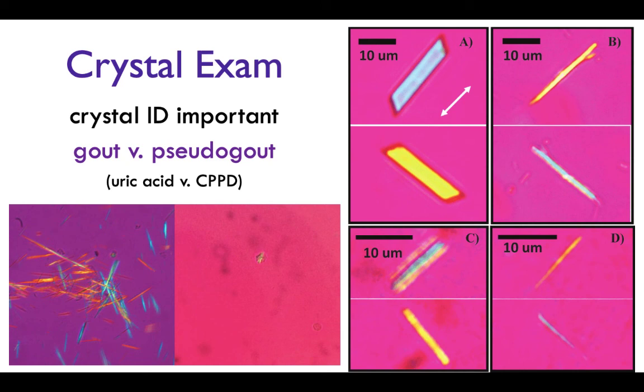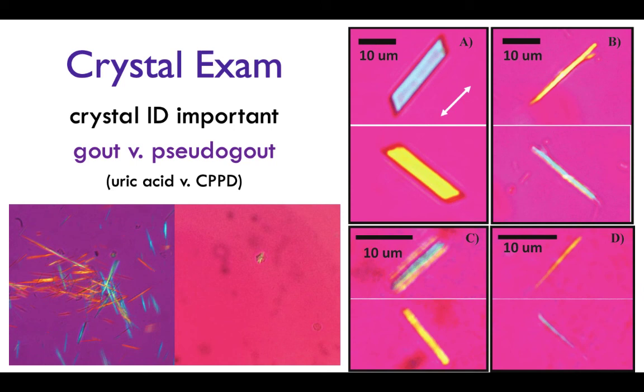So in the left-hand bottom corner, on the right is uric acid. It's very fine, with sharp edges. And then on the left is CPPD. It's more rhomboid, it doesn't have those big, long, sharp points. And then the other thing is if you have a really fancy microscope that can do birefringence and polarized light, they are opposite each other when you add polarizing filters.